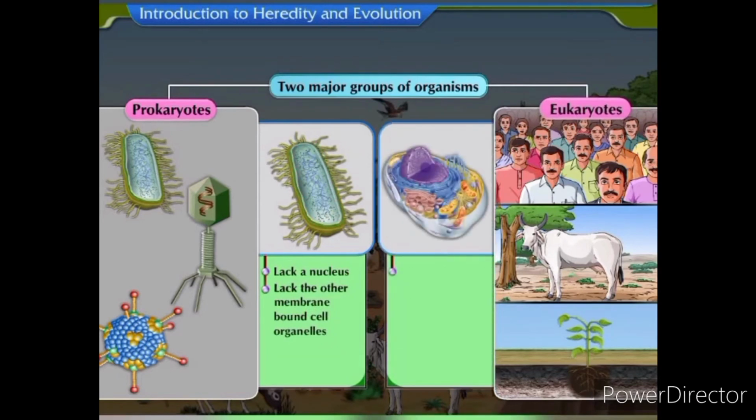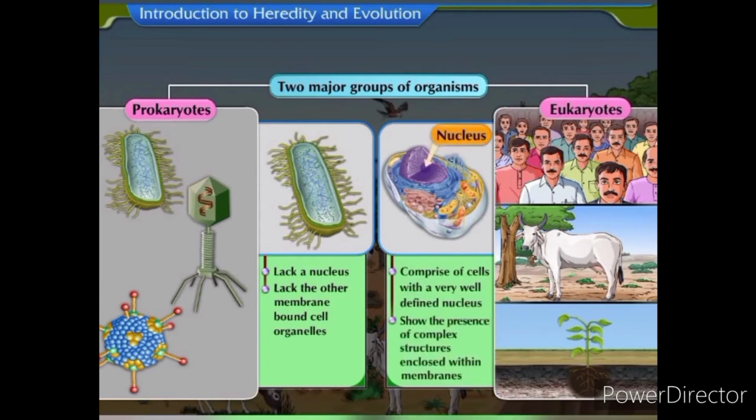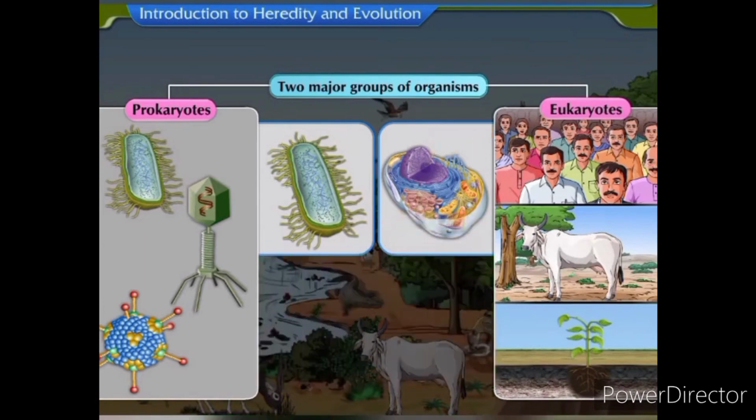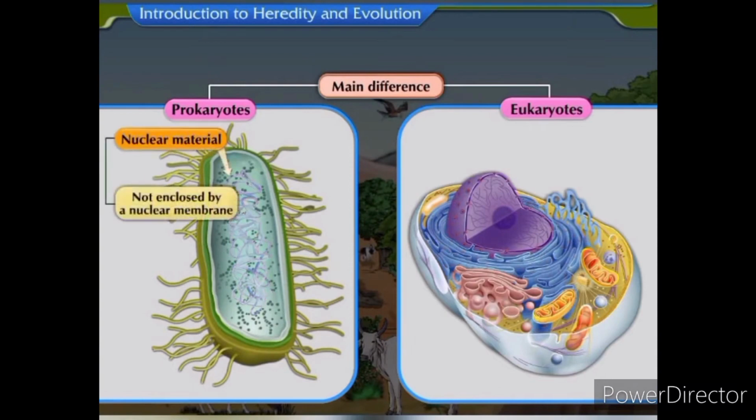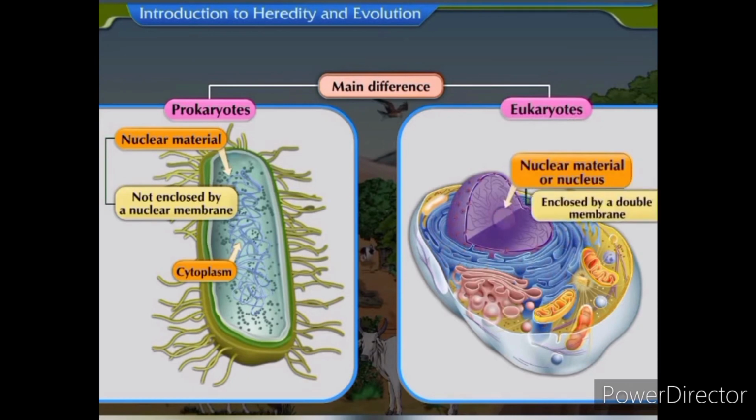Eukaryotes, on the other hand, comprise cells with a very well-defined nucleus and even show the presence of complex structures enclosed within membranes. The main difference between prokaryotes and eukaryotes is that, in the case of prokaryotes, the nuclear material is not enclosed by a nuclear membrane, but is in direct contact with the cytoplasm. In eukaryotes, the nuclear material or the nucleus is enclosed by a double membrane called the nuclear membrane.